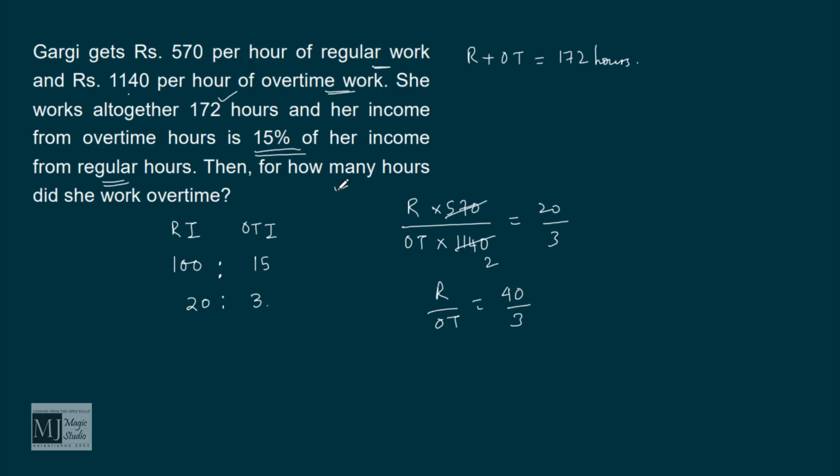Then how many hours of overtime does she do? Overtime is 3 by 43 into 172. This goes 4 times. 3 into 4 is 12 hours. Bingo. This is a TITA question. Type in the answer. The answer should be 12 hours.